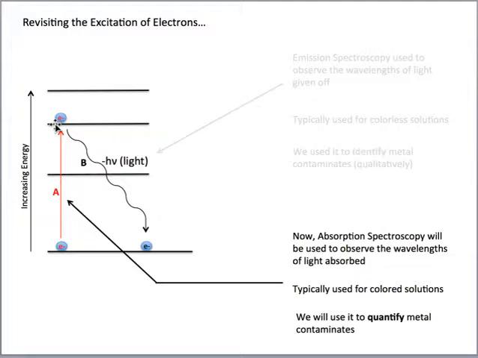Now, this is typically used for colored solutions, and if you think about that for a second, it makes sense. Colored solutions are colored because they absorb wavelengths of visible light, and the ones that they don't absorb are reflected back to us. That's the color we interpret something to be. And so that's why we use this technique, absorption spectroscopy, typically for colored solutions. But we're going to be looking at this absorption of energy by electrons as they're excited.